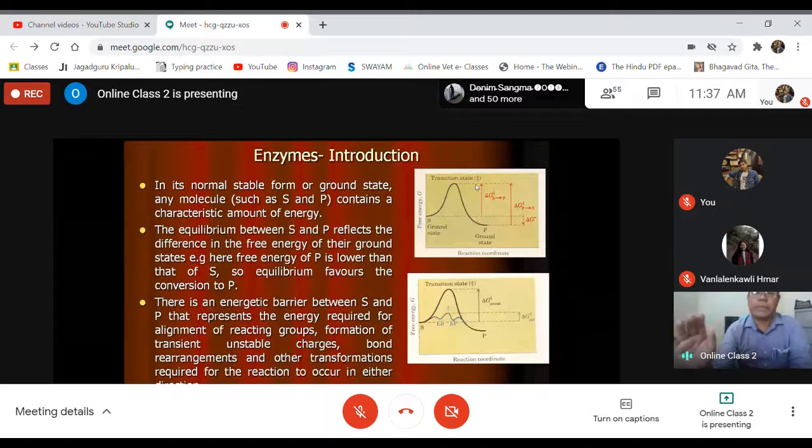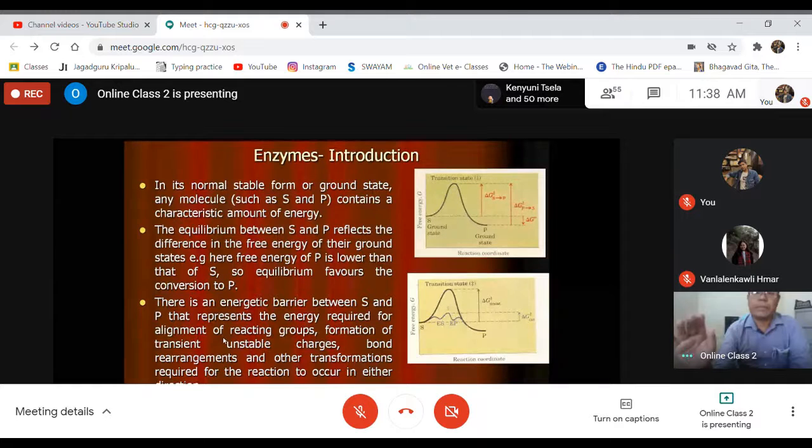So the energy level of the transition state is higher than that of the substrate. So this substrate has to pass through this transition state. Only then will it be converted to the P, to the product. So that means this substrate has to attain this energy, then it can come to the P. So this is an energy barrier. Why is this energy barrier required? This represents the energy required for the alignment of the reacting groups. So in the substrate itself, there will be groups which are aligning to form the product, for the reaction to occur.